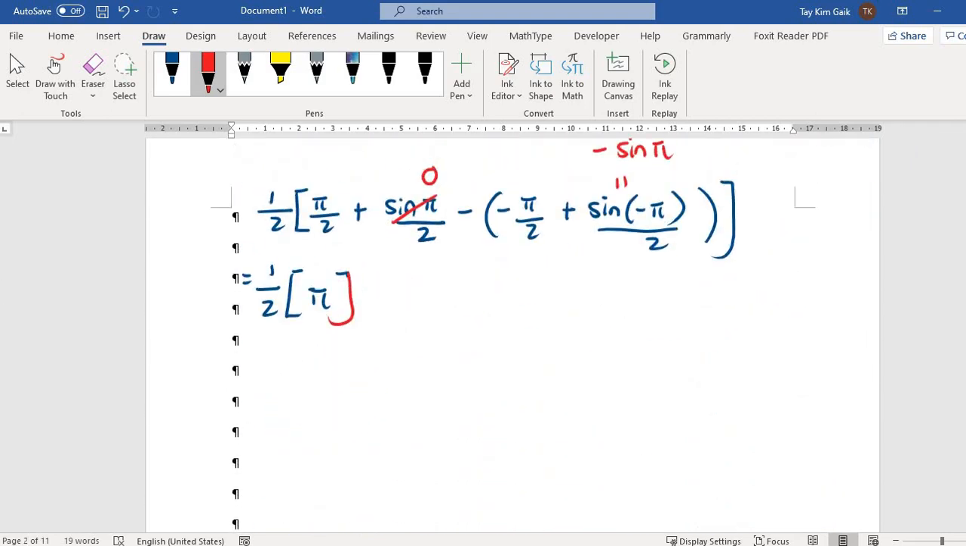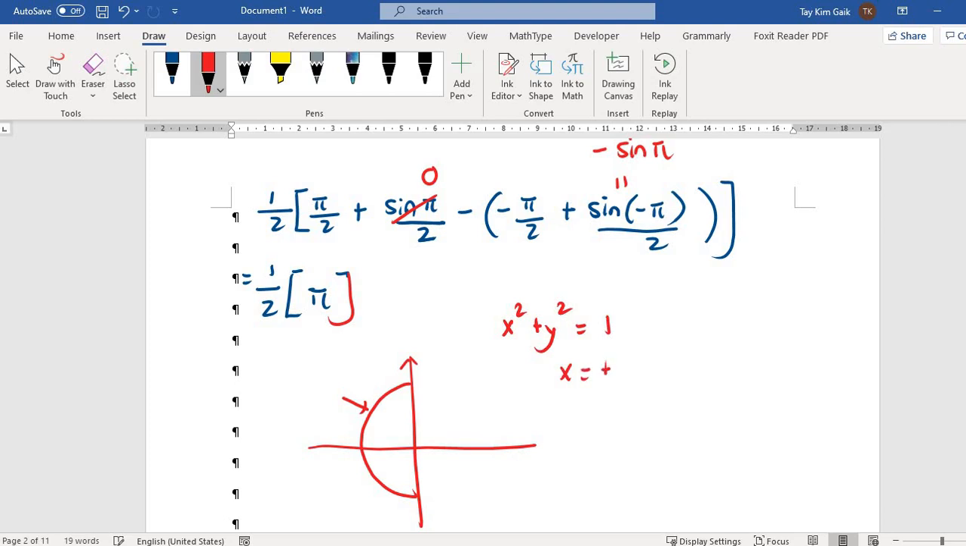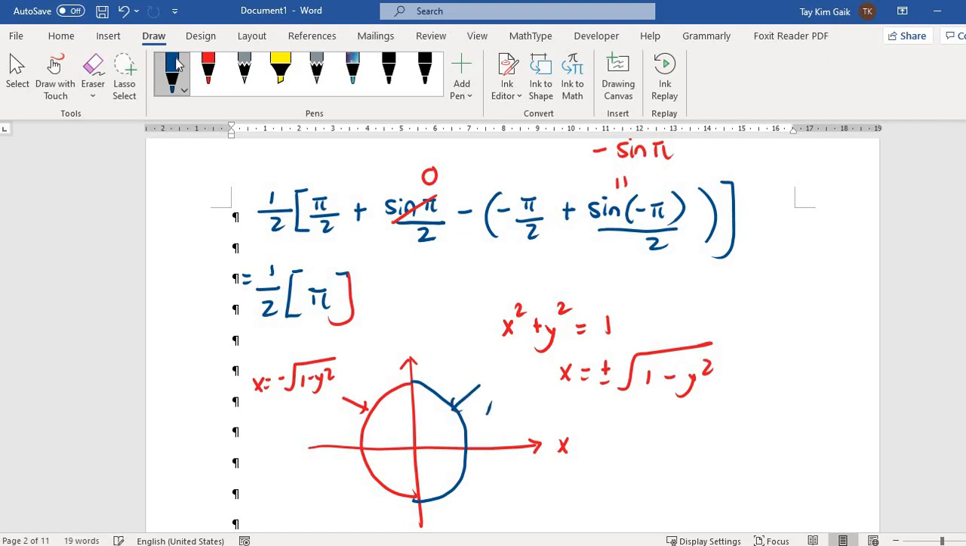then for the circle you have to cut it vertically. So you have x squared plus y squared equal to 1. If you want dx dy, you have to make x the subject. So x, you have positive negative square root of 1 minus y squared. The left curve is negative, so the left curve is x equal negative square root of 1 minus y squared. The right curve is x equal positive square root of 1 minus y squared.